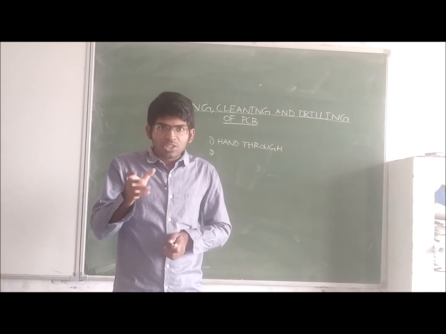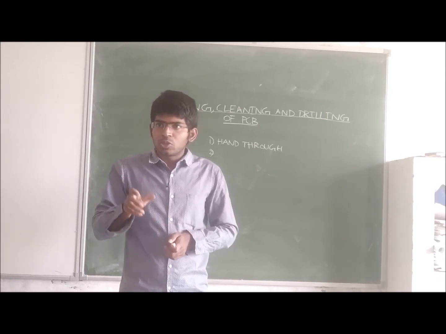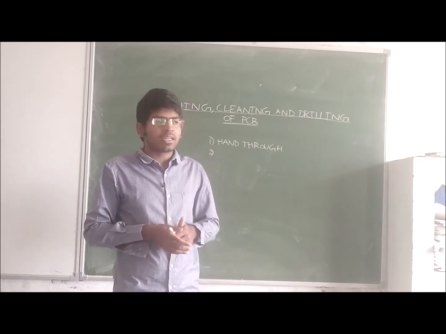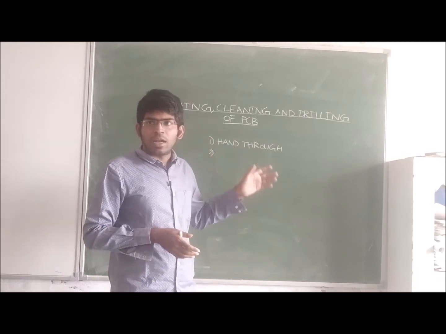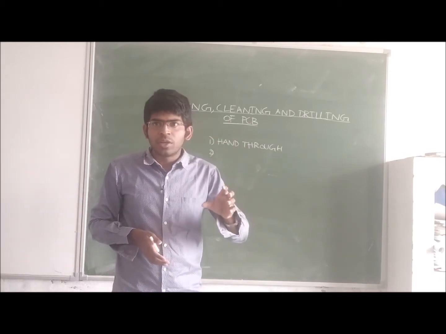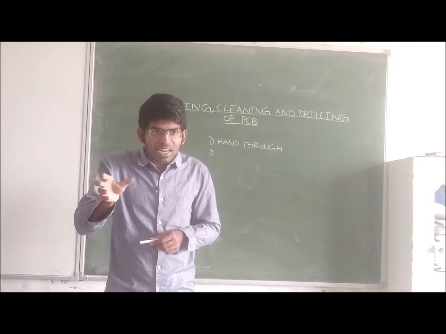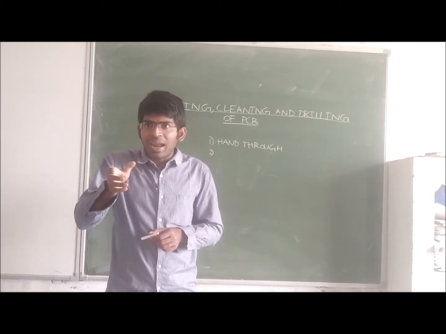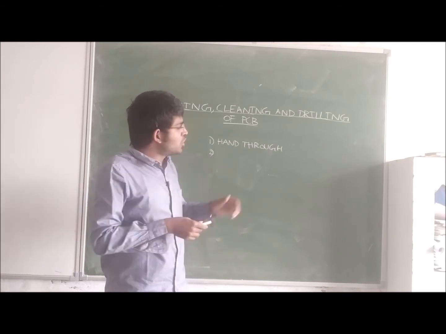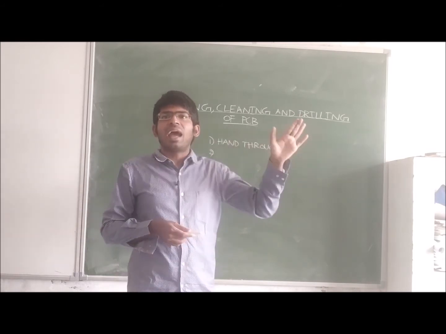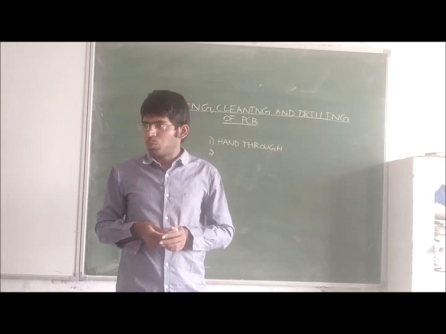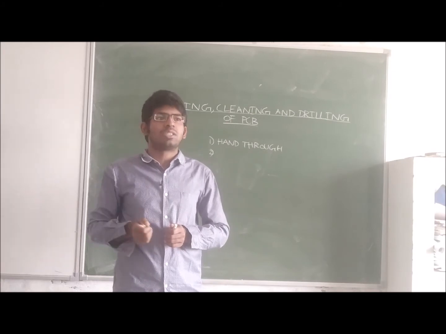We agitate this solution in order to make sure that the ferric chloride reacts with the copper clad properly, and also so that the etching time is reduced. For that, we agitate that tray by hand. So this process is called hand through etching.